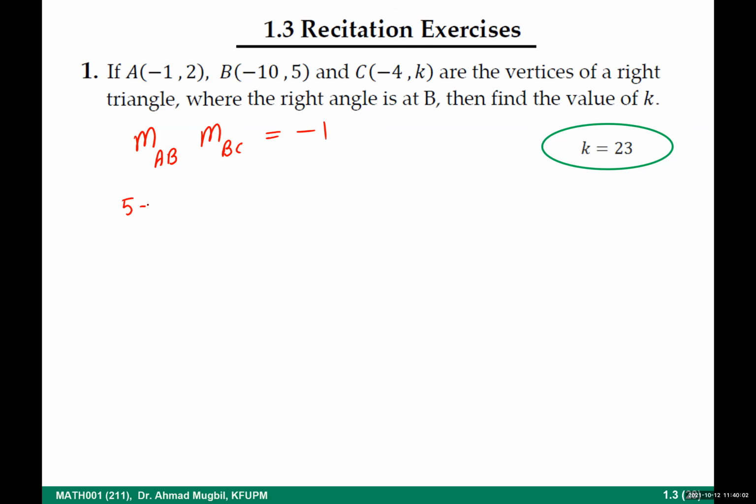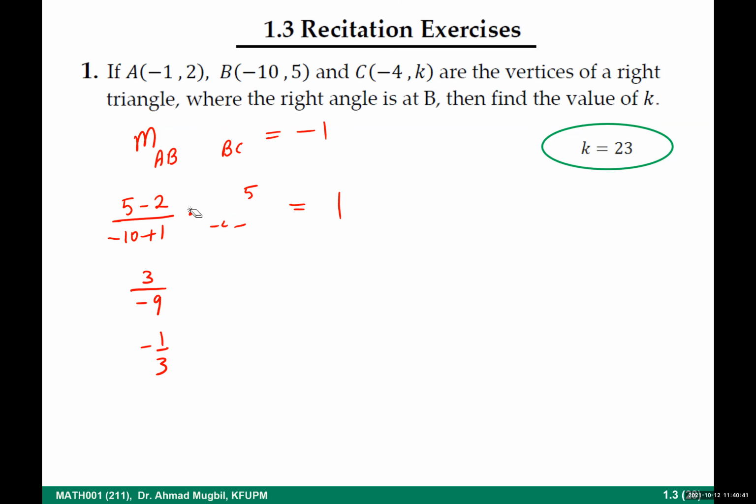Okay. So what should you do? (5 minus 2) over (-10 plus 1) times (K minus 5) over (-4 plus 10). This equals -1. Is that right? Did you do the same, or is there another way? You just need to find this, and then it will be the reciprocal of the other one. You can do it like that. It is the same. Okay. Now what you need to do? This will be what? 3 over -9, which is 1 over -3. So now this should be equal to what?